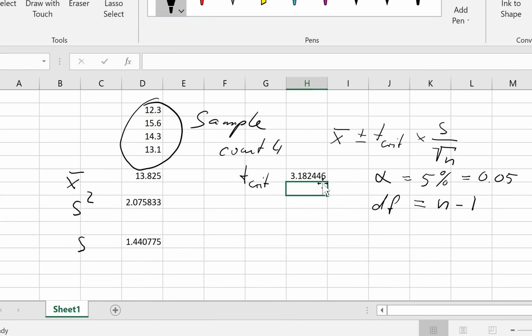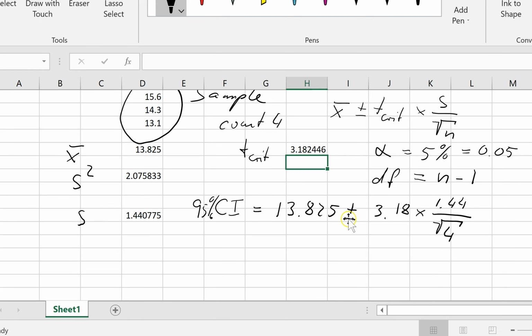Now we've got everything together, so we can calculate our confidence interval, and that is the 95% confidence interval, equals 13.825 plus minus 3.18 times our standard deviation 1.454 divided by square root of our sample count, and that is 4.